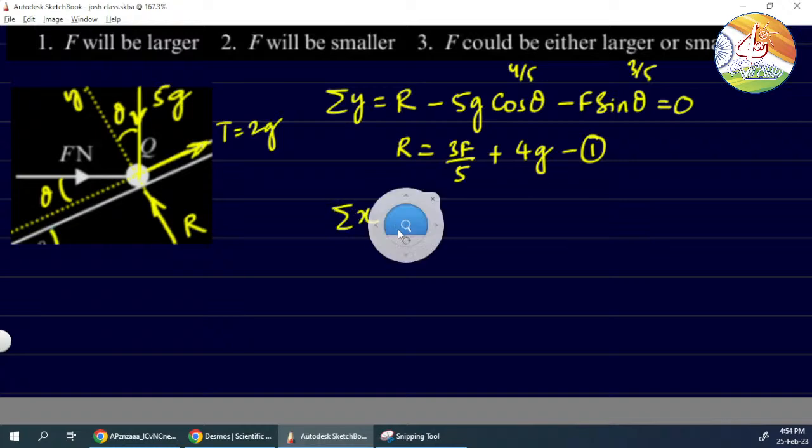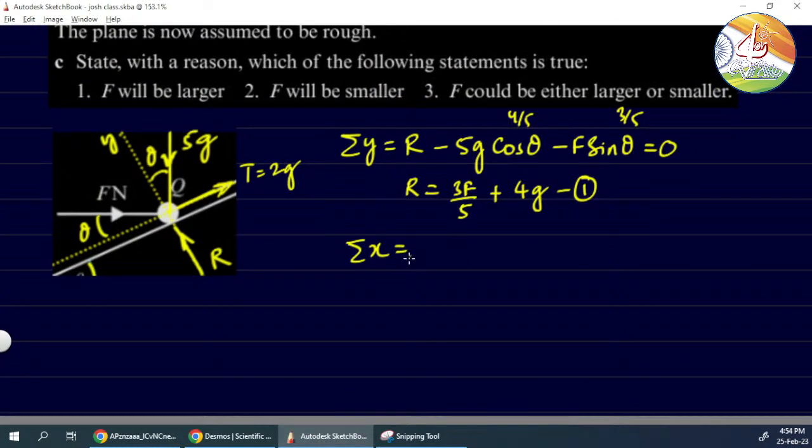Then let's go with sigma x. All the x components. Take them out one by one. So T is acting on the right side. Then F cos theta is also acting on the right side. R will not have any component in x direction. 5g into sine theta, and that is acting in negative x direction, so minus. This total should be 0. So now everything is known except F, so we can find the value of F.